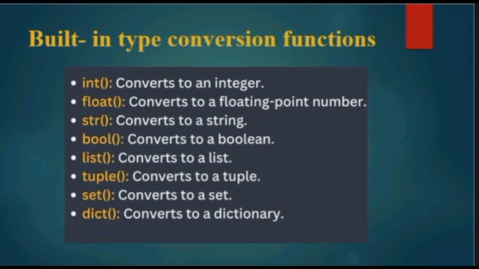Other functions help convert data into different collections. So list creates a list, the tuple function makes a tuple, and the set function forms a set, which removes duplicate values. And the dict function is used to create a dictionary, which stores key value pairs. Lastly, the bool function converts values into true or false, helping with logical operations. These functions make Python flexible and allow smooth handling of different types of data.